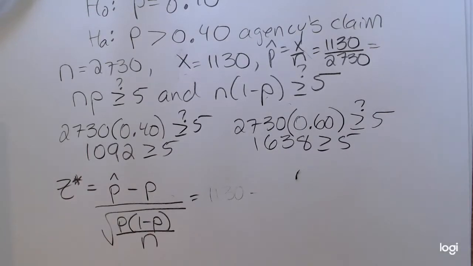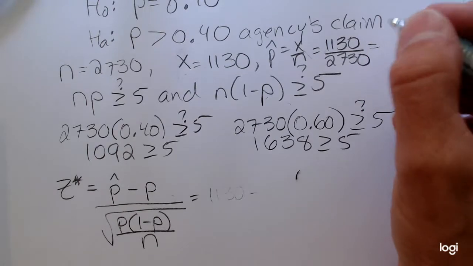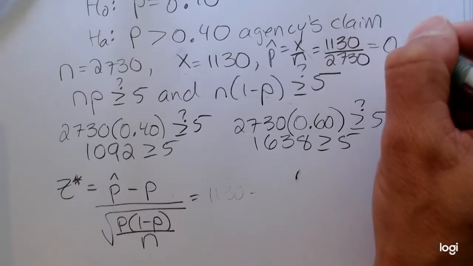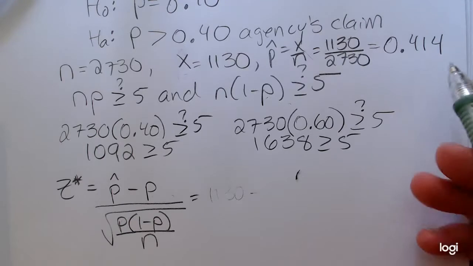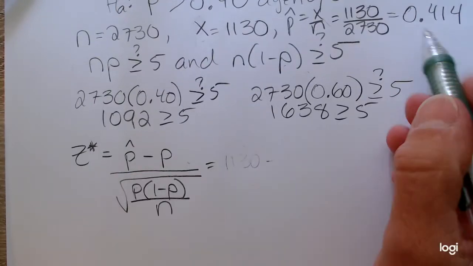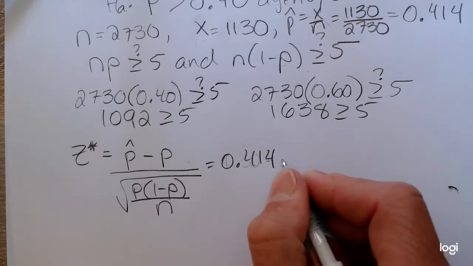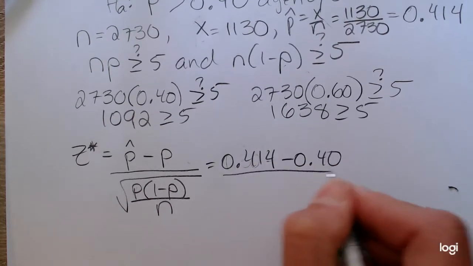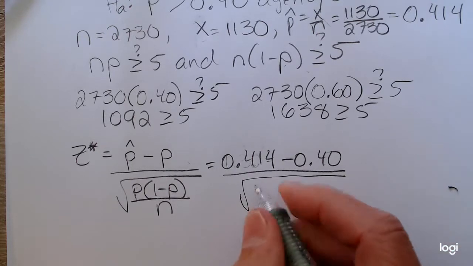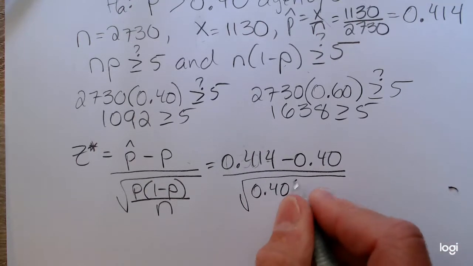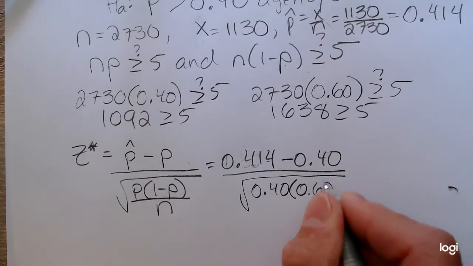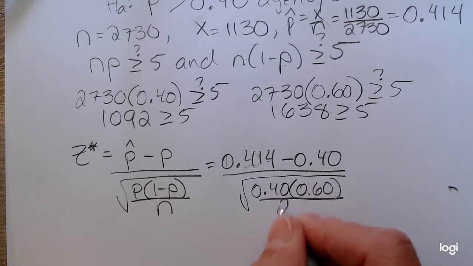So I can get this rounded or converted to a decimal. I can carry it out approximately 3 decimal places. Okay, so our sample proportion p hat minus the hypothesized proportion over the square root of 0.4 times 0.6 over that sample size.